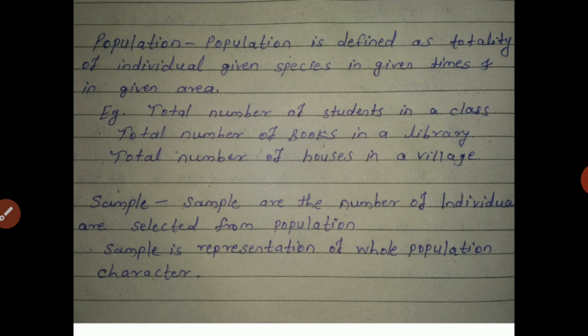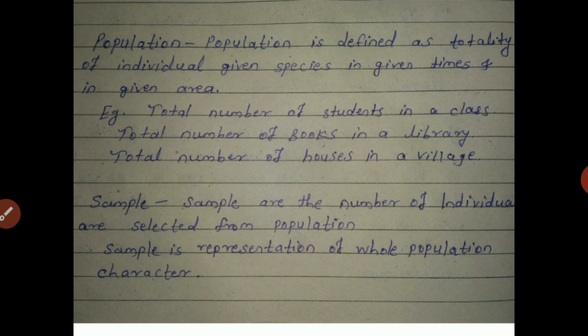The first one is population. We have already seen the definition of this term, population, as well as sample. Population is defined as the totality of individuals of a given species in a given time and in a given area. Examples are the total number of students in a class, the total number of books in a library, and the total number of houses in a village. These are different examples of population.